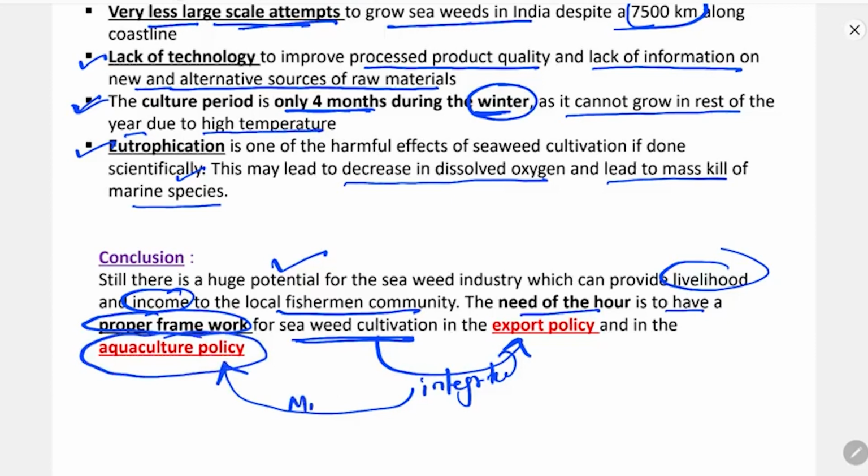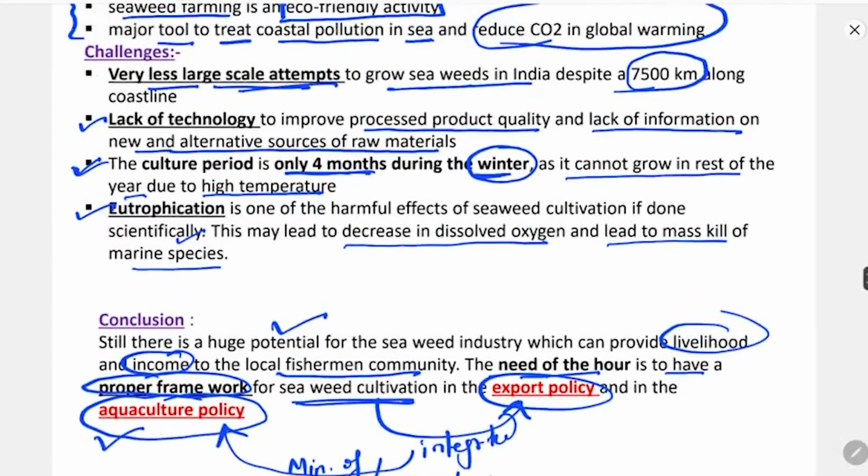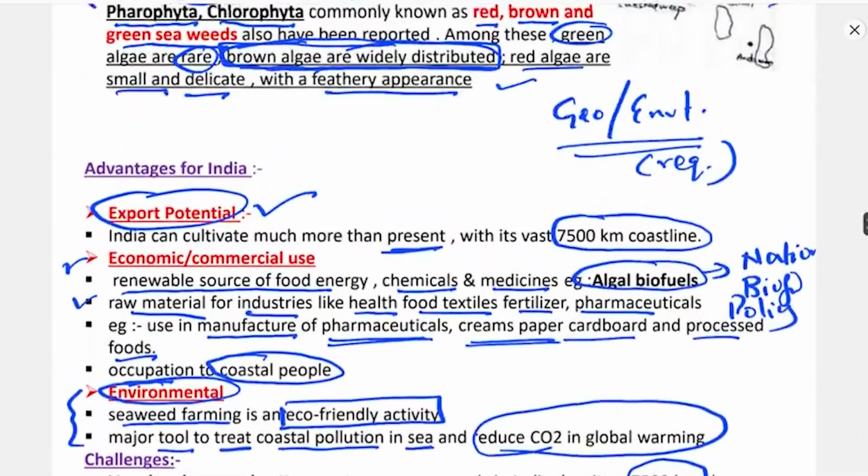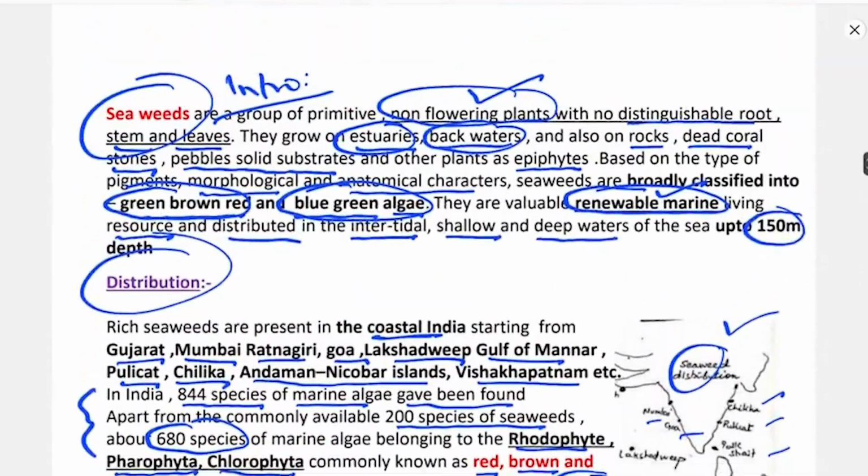The Ministry of Fisheries or the Ministry of Agriculture should work upon it and send their draft policy to the ministries, and the national government can come up with a particular policy on seaweed farming in their export policy and also in their aquaculture policy. So this is the way you have to write an answer in the required word limit.